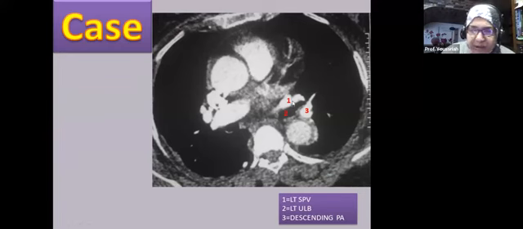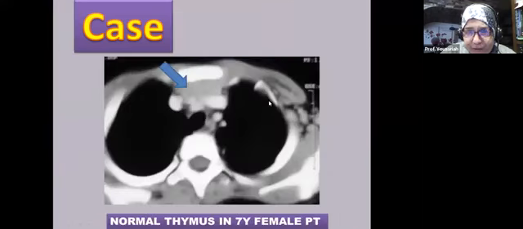If we miss the left superior pulmonary vein in this site, it's a sign of partial anomalous venous drainage. Here we have a 7-year-old female patient. Now we have the sternum anteriorly, and there is a soft tissue structure behind the sternum in front of the vascular structures. This soft tissue structure density is very homogeneous, and in this 7-year-old female, this is a normal sinus.